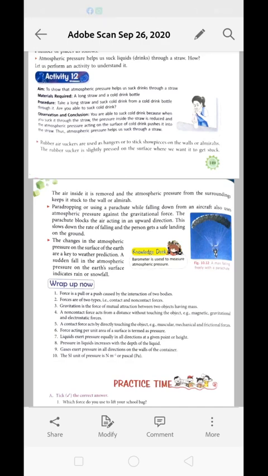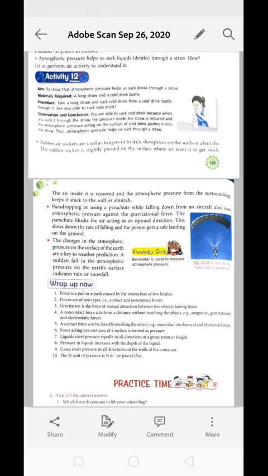So the atmospheric pressure inside the rubber circle gets reduced, whereas the atmospheric pressure working on the upper surface of the rubber circle is higher in comparison to the inner one. Okay, so the rubber circle keeps on being pressed on the wall.